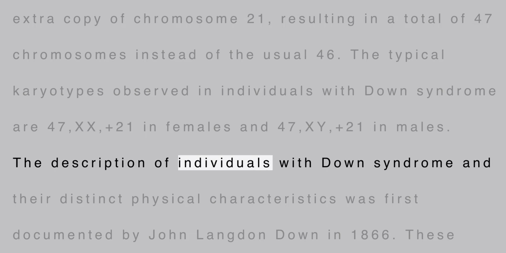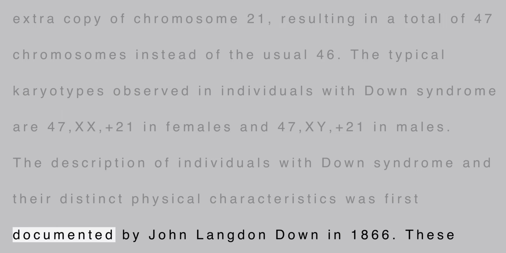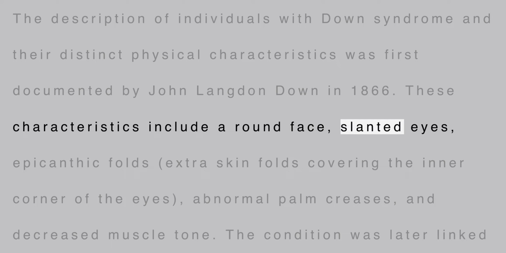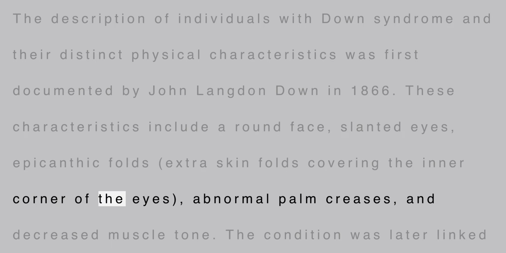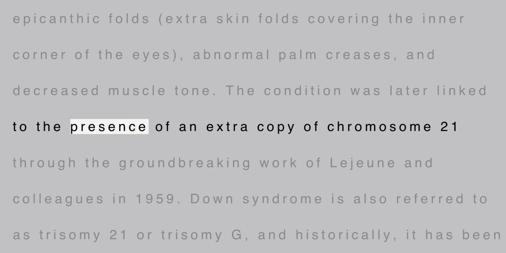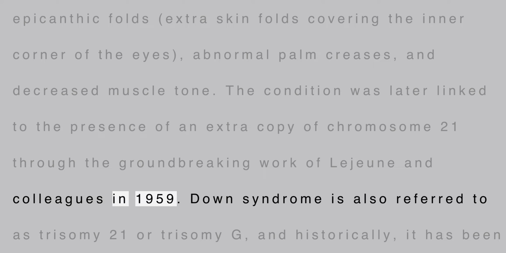The description of individuals with Down syndrome and their distinct physical characteristics was first documented by John Langdon Down in 1866. These characteristics include a round face, slanted eyes, epicanthic folds, extra skin folds covering the inner corner of the eyes, abnormal palm creases, and decreased muscle tone. The condition was later linked to the presence of an extra copy of chromosome 21 through the groundbreaking work of Lejeune and colleagues in 1959.